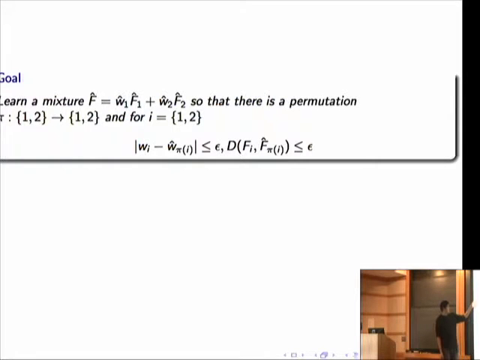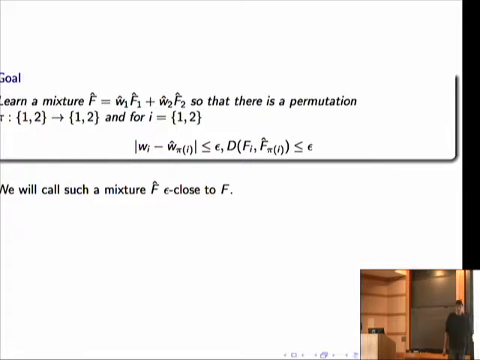For example, what if the matching matched 1 to 1 and 2 to 2? Then what we'd require is that we learn f hat so that W1 is additively close to W1 hat, and the Gaussian F1 is statistically close to the Gaussian F1 hat. And so in this case, we'll say that this mixture f hat is epsilon close to f, if it satisfies this condition, if it's close on a component-by-component basis.